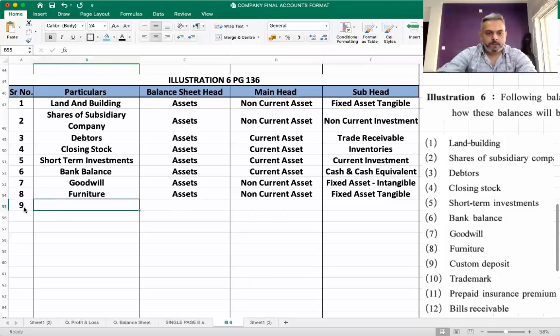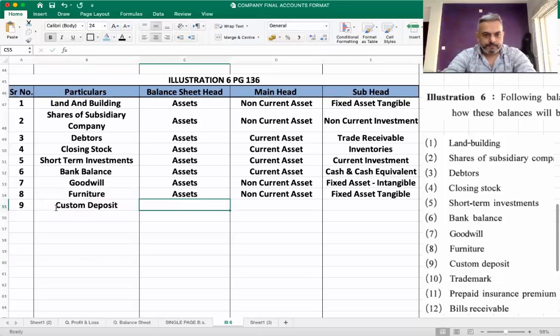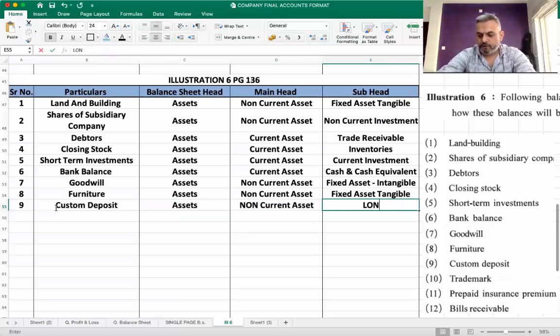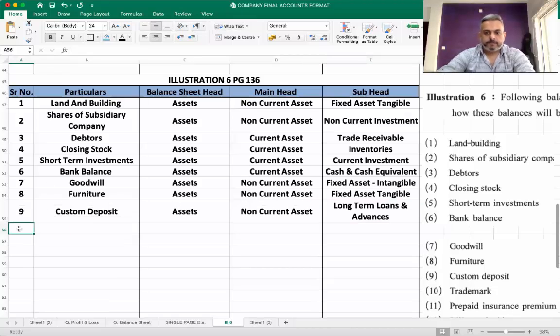9. Custom deposit. Asset, non-current asset, custom deposit is for long term. Long term loan and advances. It's long term loans and advances.